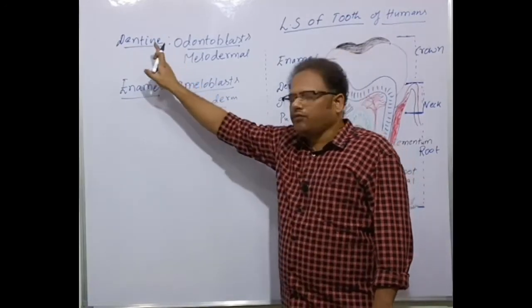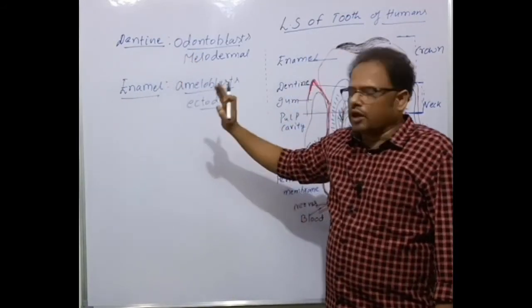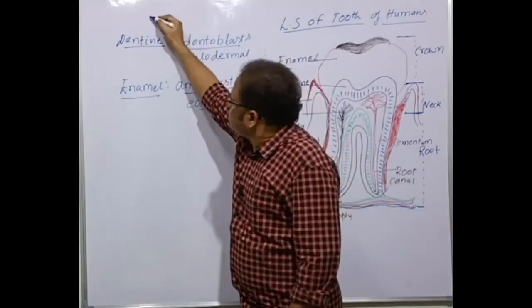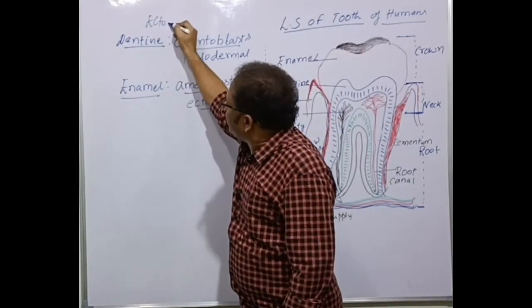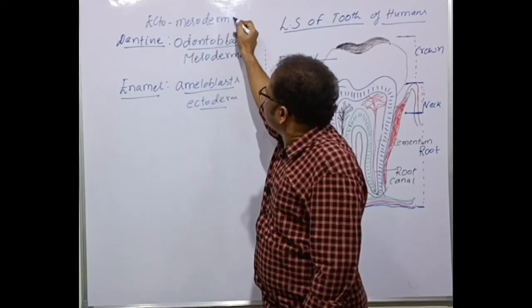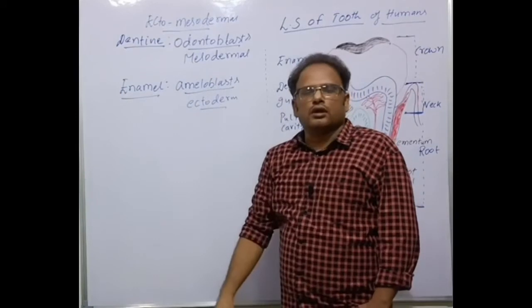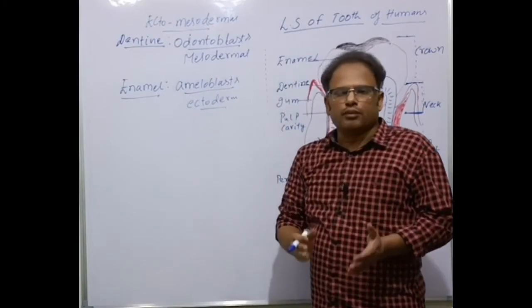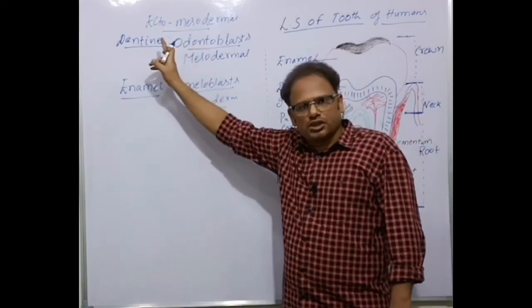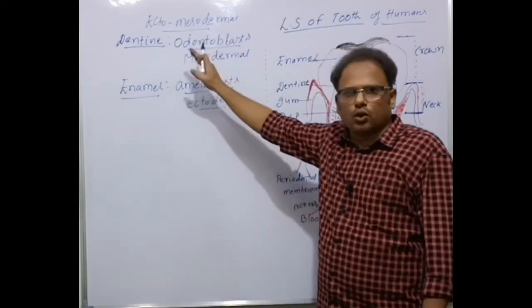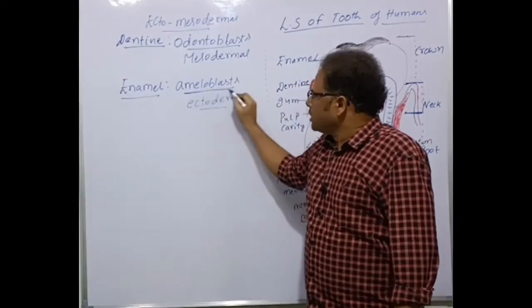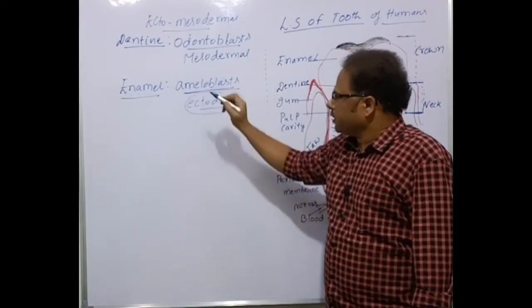So a part of the tooth is derived from mesoderm, and a part of the tooth is also derived from ectoderm. So the tooth is ectomesodermal in origin. Very important bit. A question may come like this: the teeth are derived from number 1, ectoderm, number 2, mesoderm, number 3, endoderm, number 4, ectomesodermal in origin. What is the answer? 4 is the answer. Enamel is made of ameloblast cells which are derived from ectoderm.